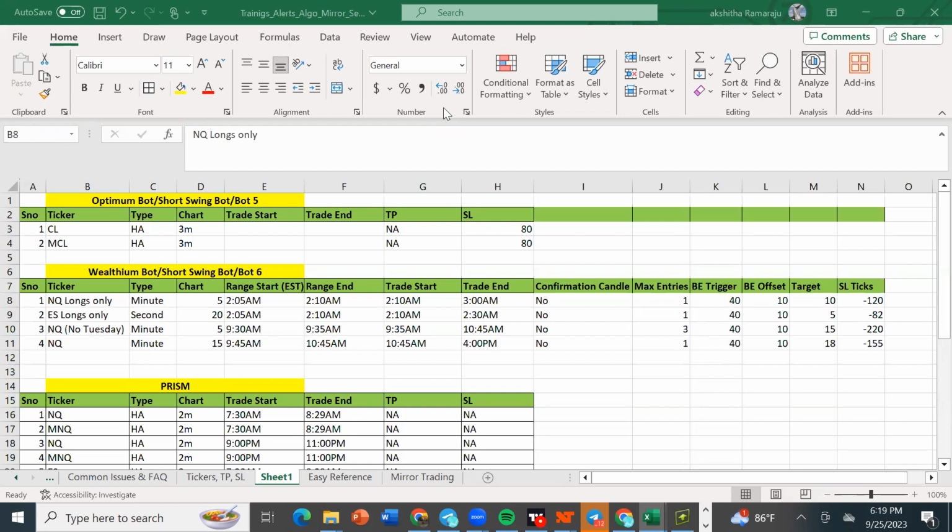Jignesh, already your license is enabled. You can import the files. We'll share the Excel sheet after the session. We'll share it to the premium channel.